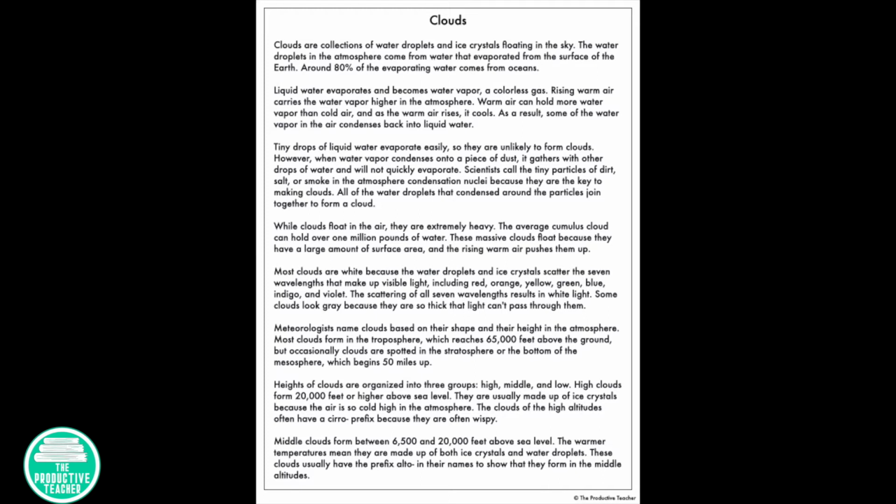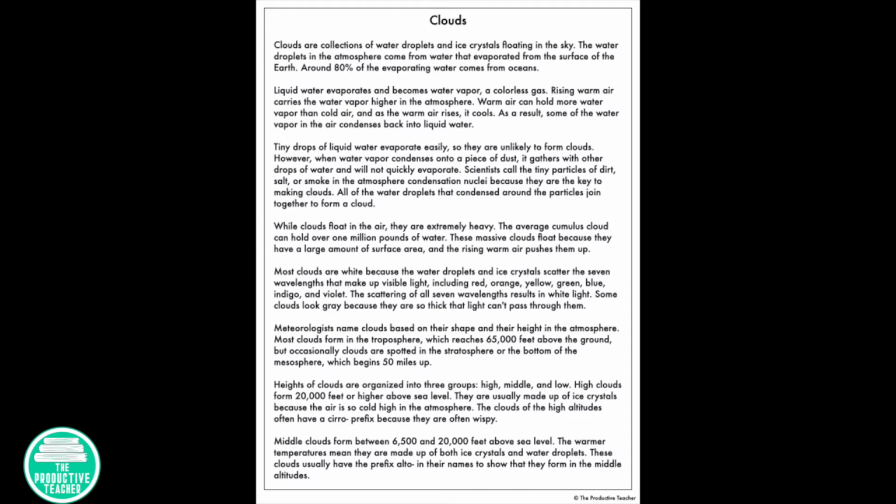Most clouds are white because the water droplets and ice crystals scatter the 7 wavelengths that make up visible light, including red, orange, yellow, green, blue, indigo, and violet. The scattering of all 7 wavelengths results in white light. Some clouds look gray because they're so thick that light can't pass through them.